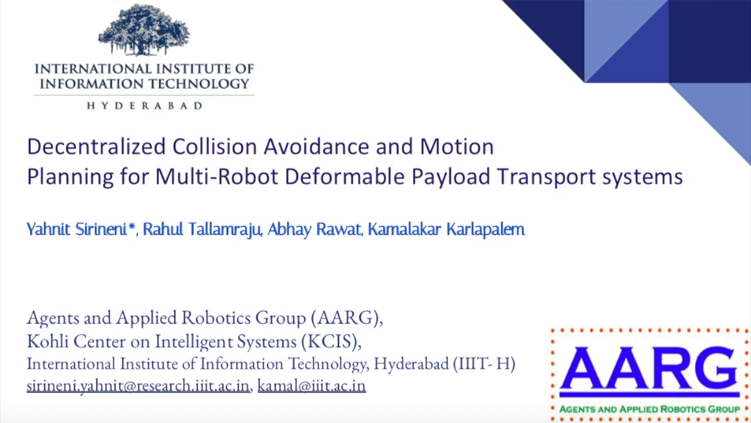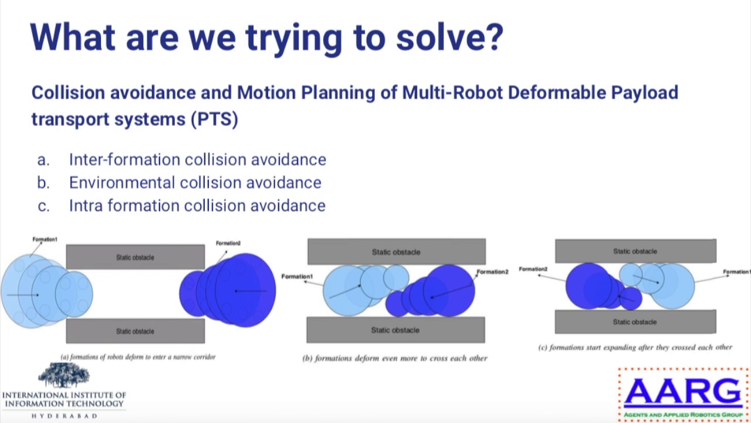In this video, we present our paper titled Decentralized Collision Avoidance and Motion Planning for Multi-Robot Deformable Payload Transport Systems. The primary goal of this paper is to address collision avoidance and motion planning of multi-robot payload transport systems carrying deformable payloads. Each payload transport system, or PTS, is constrained to navigate safely in an environment having other decision-making formations and static obstacles. So this has applications in various industries and warehouses for transporting deformable payloads.